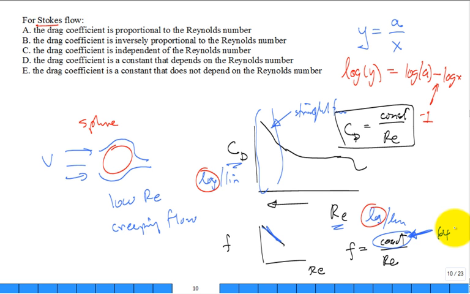What about here for the Stokes flow? What is this constant right here? I know this is a tricky one. It's 24. You can derive it and develop it, but it's 24 for Stokes flow. So, armed with that information, which is your best answer?